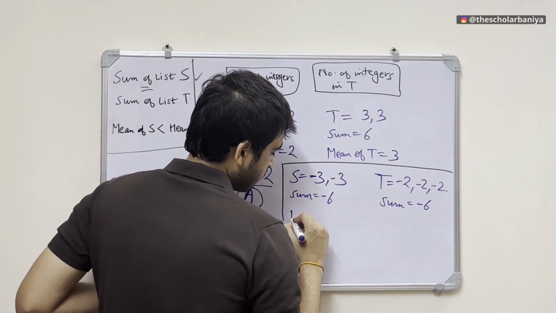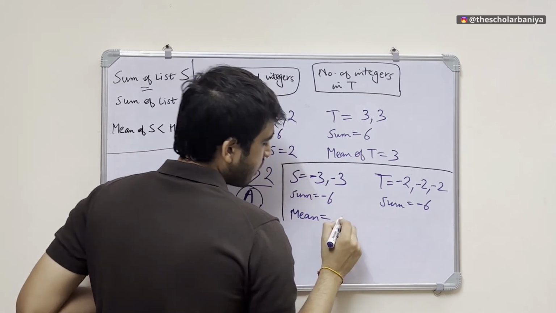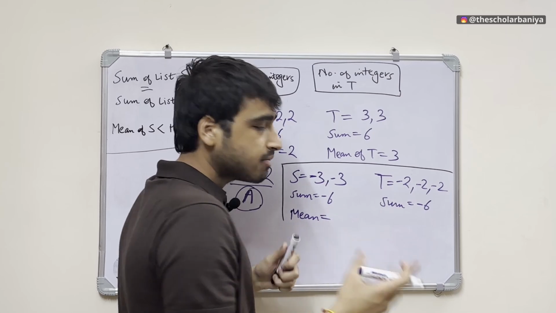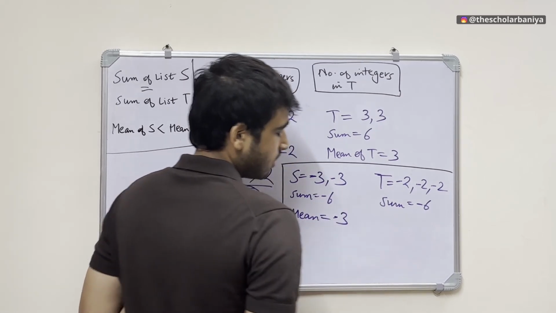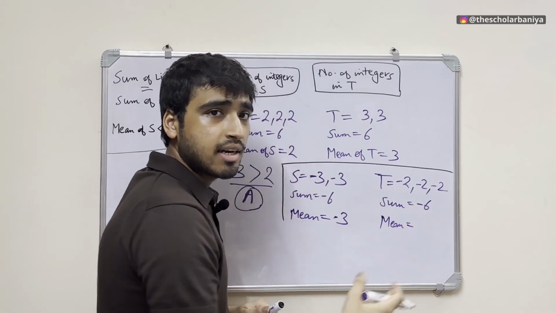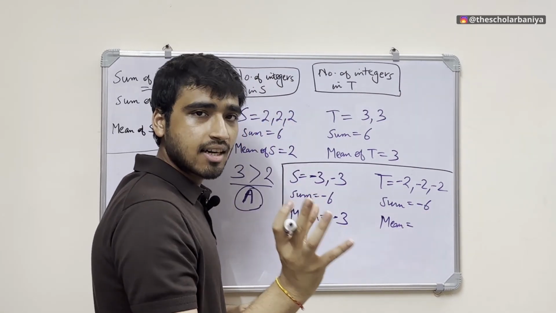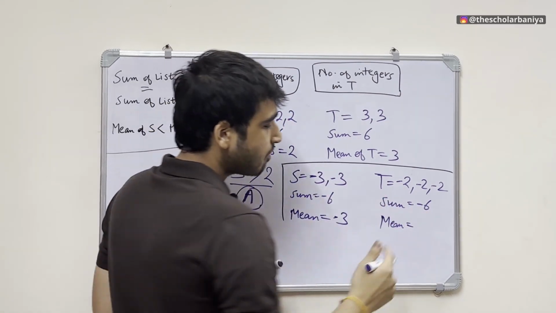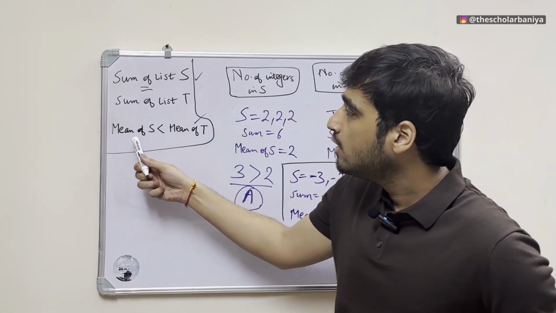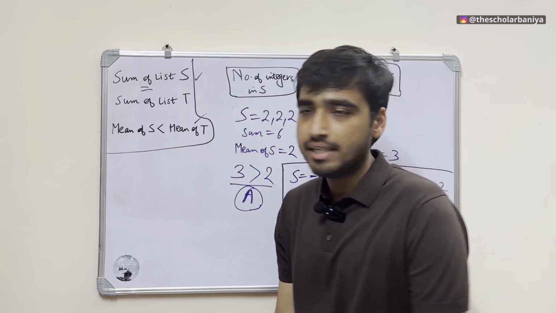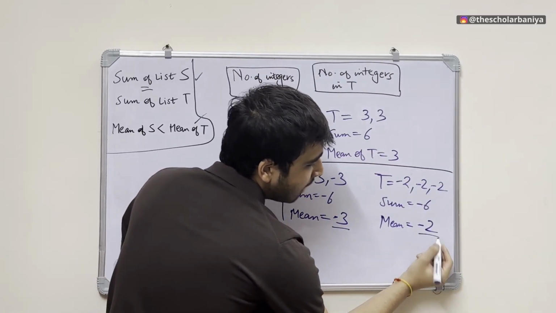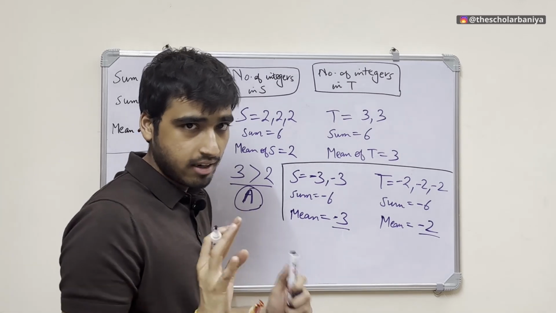What about the mean? The mean of S will be minus 3 plus minus 3 upon 2, so minus 6 upon 2, which is minus 3. The mean of T will be minus 2 plus minus 2 plus minus 2, that means minus 6 upon 3, which is minus 2. Again, the mean of S should be less than the mean of T. So over here, the mean of S, which is minus 3, is less than minus 2. So this is satisfied.